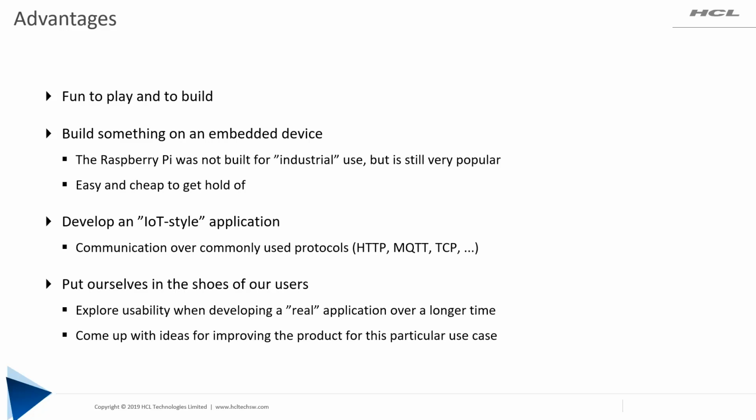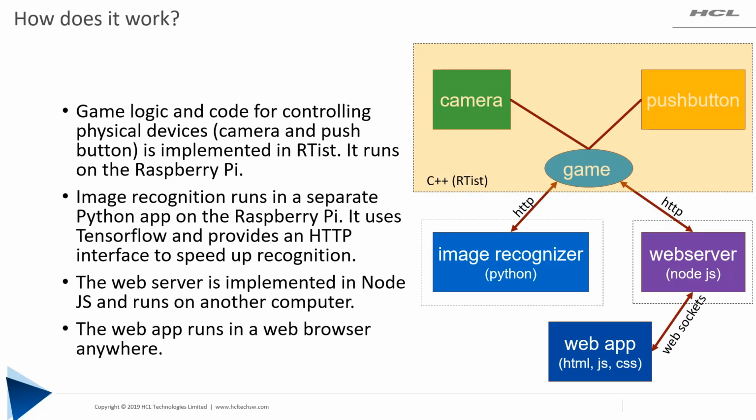Besides this, we got some experience as actual users of the tool we are making, and were able to draw some conclusions from there. So now a few words about how the game works. There is this camera button, and the game process is a C++ application we produced with HCL RTist. Then there is the image recognizer, which is actually a Python script, and it talks via HTTP. And we have a web server running Node.js to talk with a web application that shows the user the word to draw.